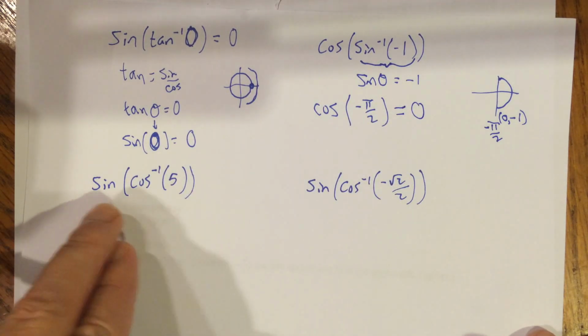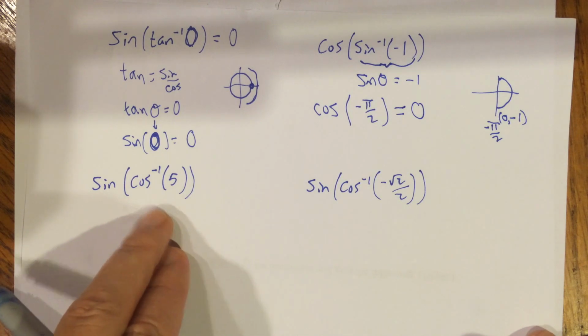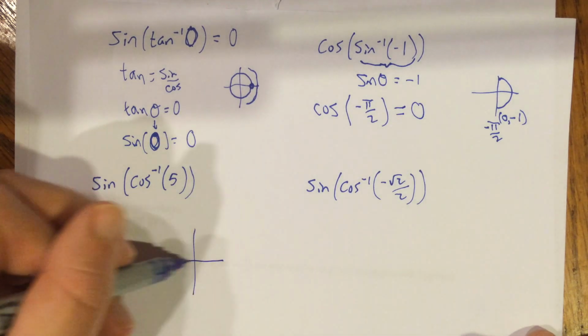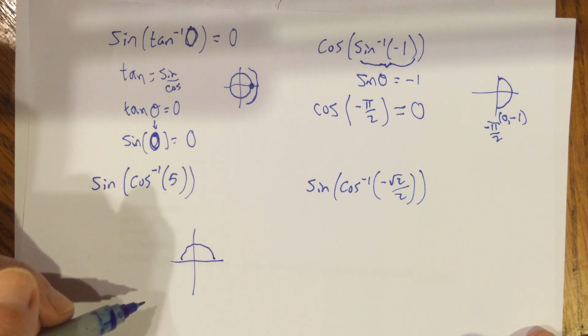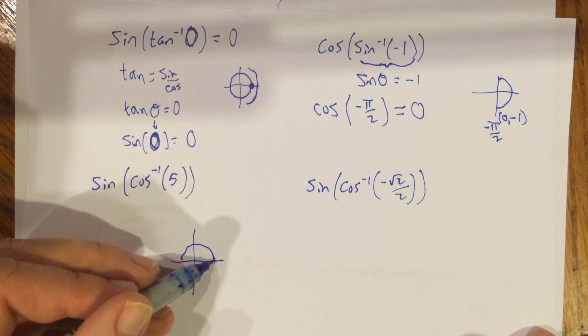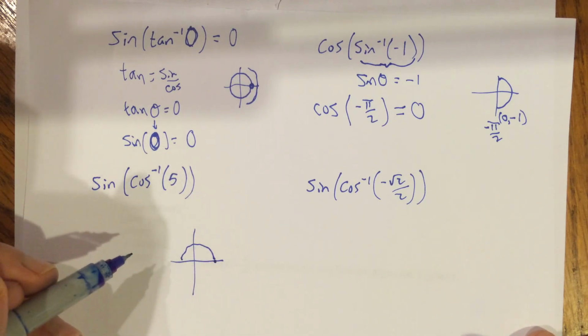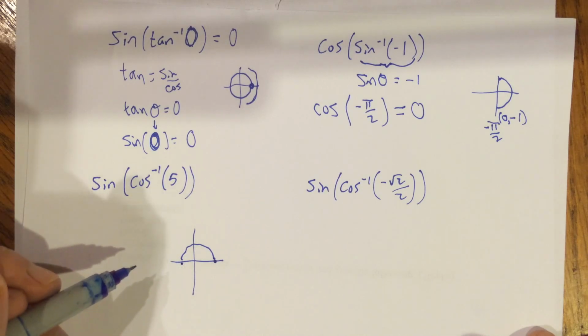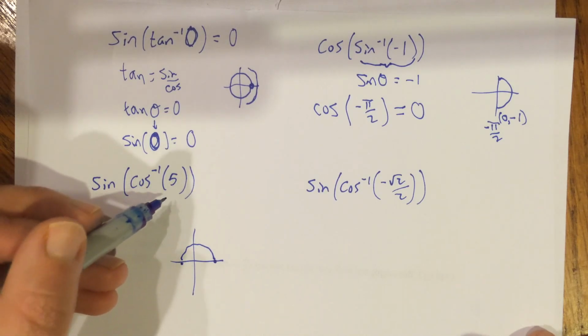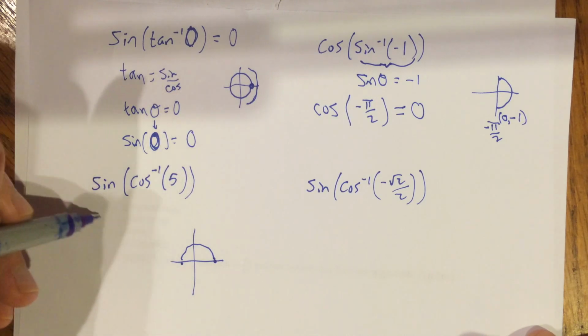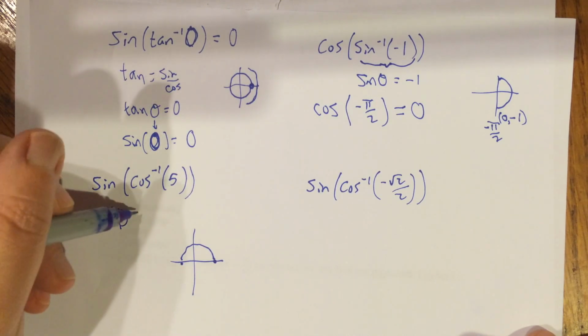Okay, so let's look at sine of cosine inverse of 5. Cosine inverse has the range of just this, and the highest it gets up to is 1. Cos is my x, the highest it gets to is 1. Lowest it gets to is -1. Never gets to 5. So again, this is out of my domain. So, undefined.